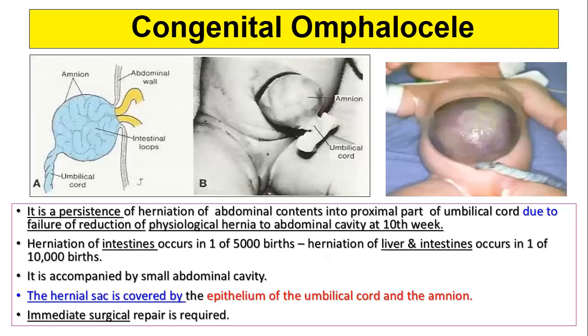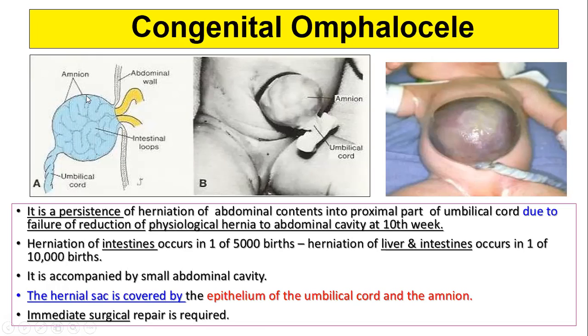Now here you can see how the intestinal contents have come out. This is how it looks if the baby is born with the intestinal contents outside, if there is no physiological fixation and return of the intestinal contents. This is called congenital omphalocele, where the intestinal contents have come out of the abdominal cavity. They rotate, but they will not go back into the abdomen.